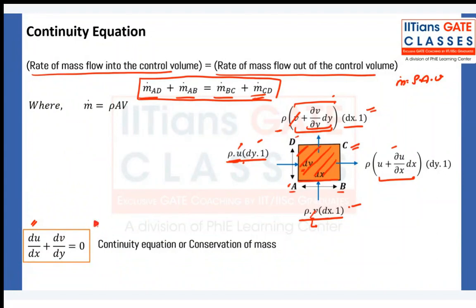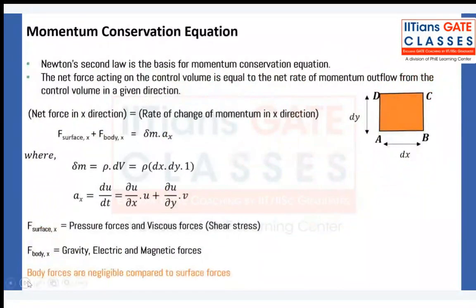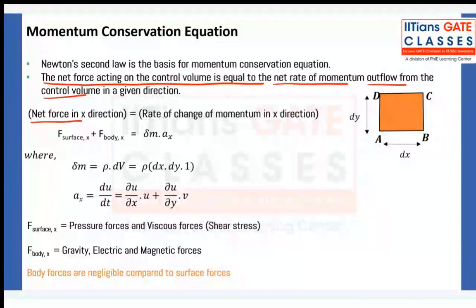Now, momentum conservation equation. Newton's second law is basically the basis for momentum conservation. We all know even the Navier-Stokes equation comes from this, right? It says force is equal to mass into acceleration. Whatever force is coming in all the directions is equal to mass into acceleration. Now we are taking only the x direction. The net force acting on the control volume is equal to the net rate of momentum outflow from the control volume. So net force in x direction is equal to rate of change of momentum in x direction.